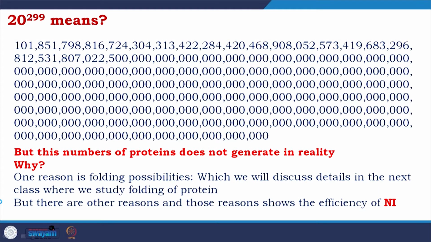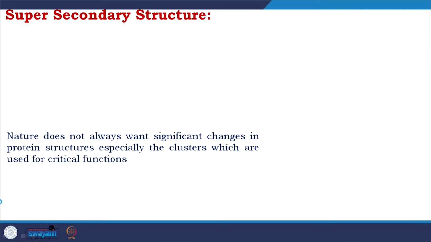And in this context, I would introduce about super secondary structure. Why? Because nature does not always want significant changes in protein structures, especially in the clusters which are used for critical function. So, think about the function of nature. So many organisms, every organism have their own way, and every way needs proteins. So many proteins are needed, and nature have to develop the rule of their folding.